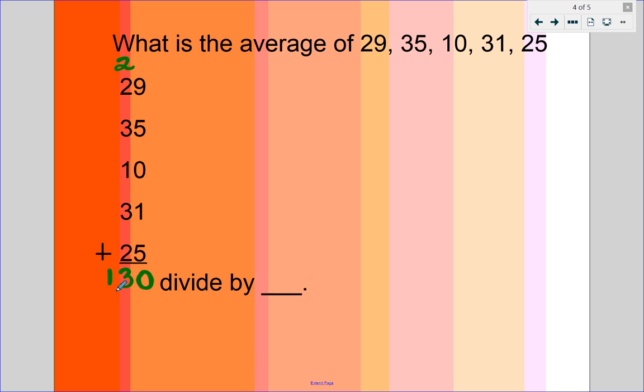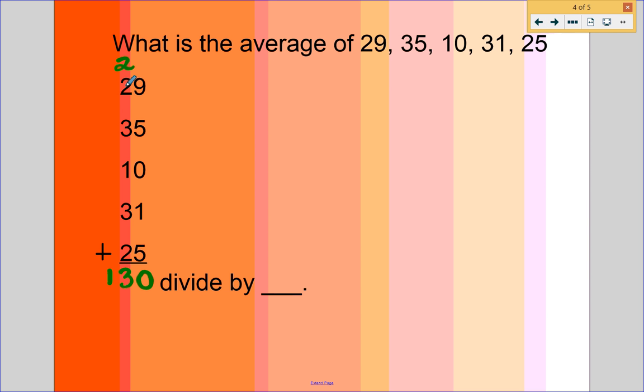I'm going to re-add them just quickly. 9 and 1 is 10. 5 and 5 is 10. So 10 and 10 is 20. Carry my 2. 5 and 5 is 10. Plus 3 more is 13. All right, that worked. Now, how many numbers did I add up?